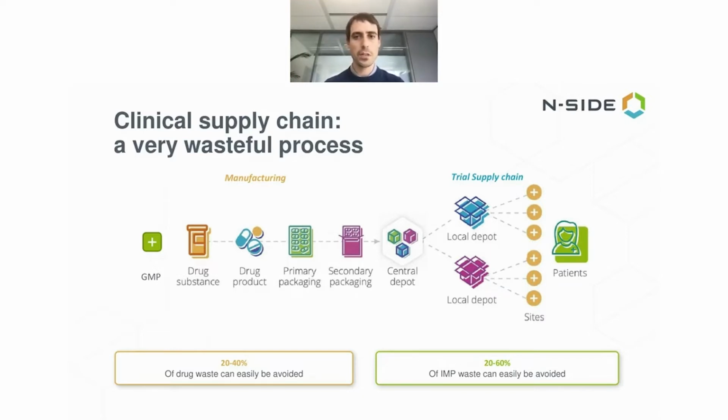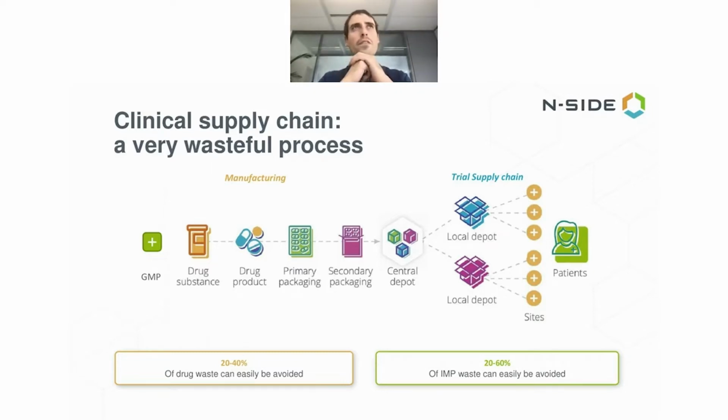On the trial supply chain aspect, we also have a ton of waste. Kits expiring at the site level. Sometimes clinical supply chain managers plan for an average of 150%, while they might only need 50%. So that's also pretty wasteful. And here, we believe that up to 60% of that IMP waste could be easily avoided.